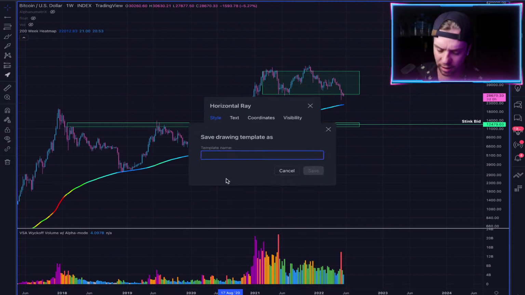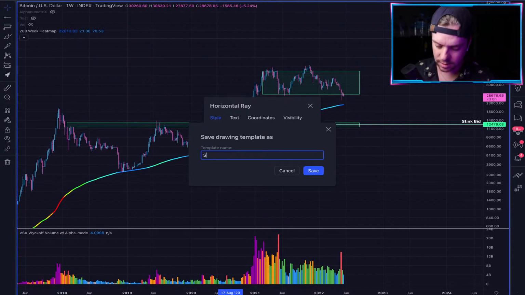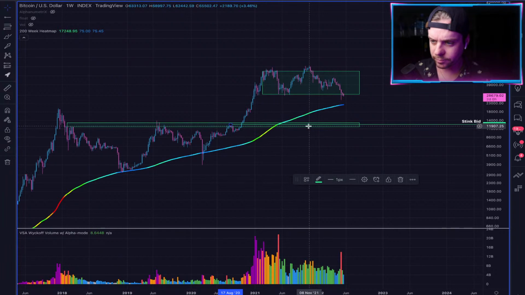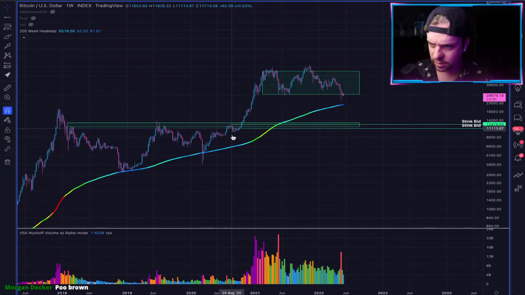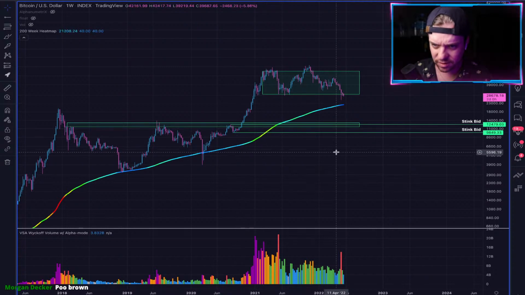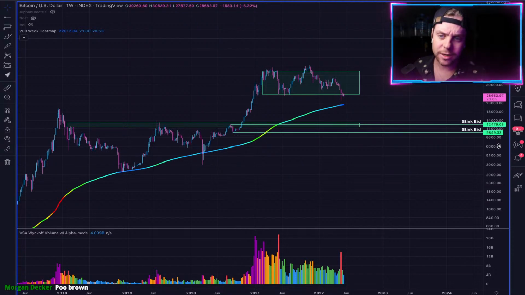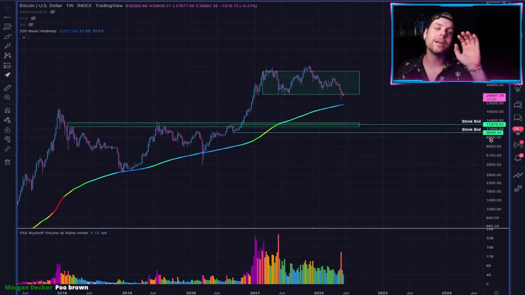Let's save it. I often save templates for a lot of my drawings. If you guys don't know how to do that, I'm doing it right now. Take notes. Stink bid. Why not make a template? So I've got one there at basically 12,500, and I've got a stink bid at 9,800. Now I don't expect these to fill.